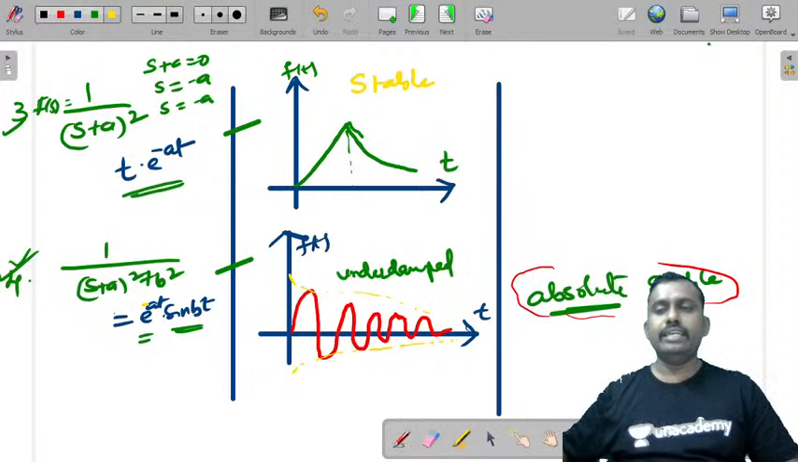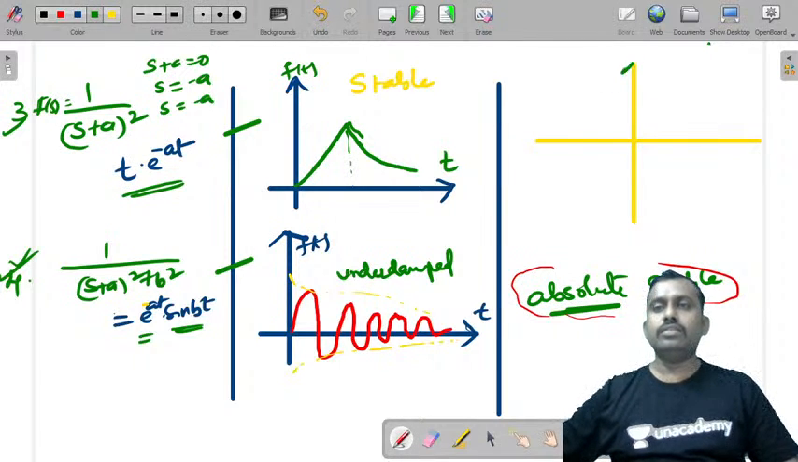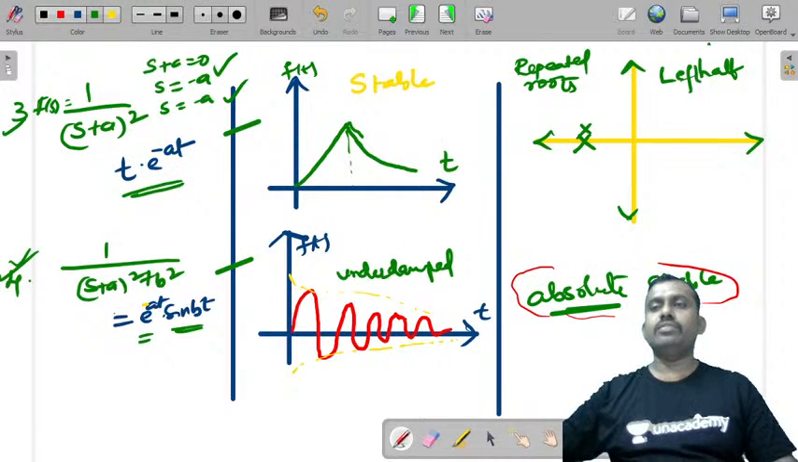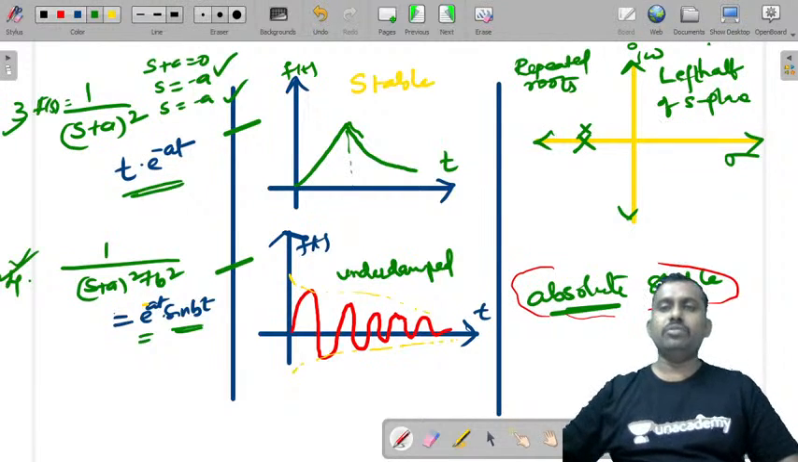Now let us consider the s plane locations. Now if this is the s plane, what are the two roots? One is minus a, the other one is also minus a. This is minus a, here you have again a minus a, so repeated roots, but where are they lying? They are lying on the left half of s plane. This plane is called an s plane because this is the real axis, this is the jω axis. So if the repeated roots are on the left half of s plane, then it is also a stable system.